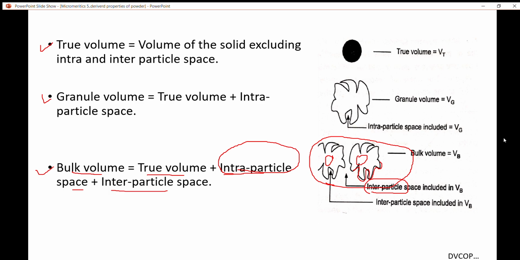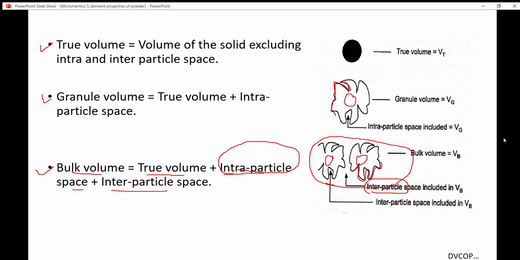Next one is the granular volume. This granular volume is the true volume plus intraparticle spaces. Suppose this is a granule, so this is the true volume, and the cracks present on this irregular particle are known as intraparticle spaces, and together this is the granular volume.